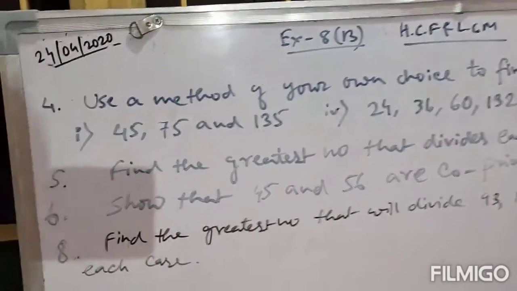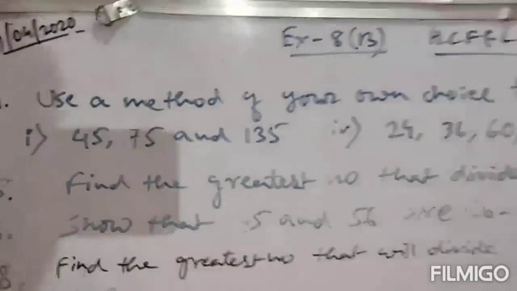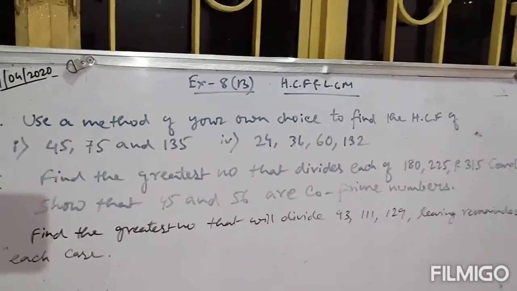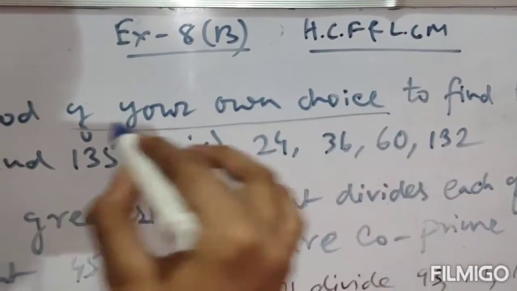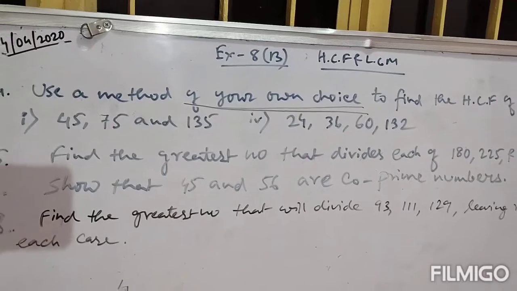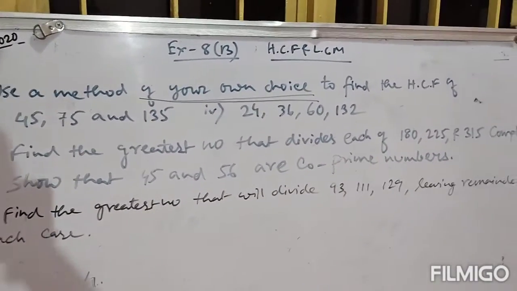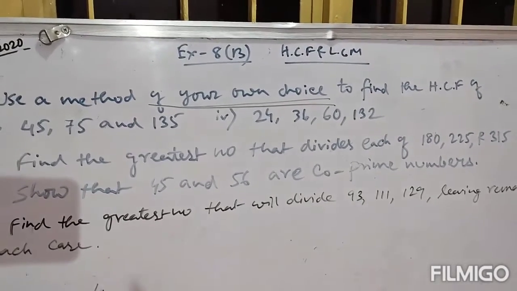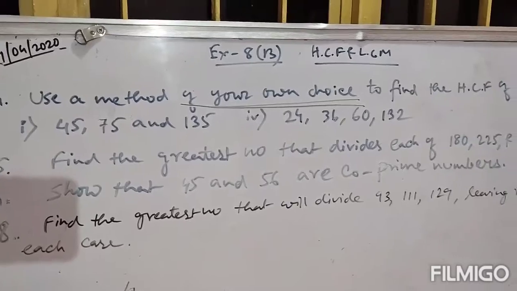So question number 4 is, use a method of your own choice to find the HCF of 45, 75 and 135. Listen carefully, of your own choice. You can use any one method for finding HCF: prime factorization method, common factor method or division method. There are 3 methods, so you can use any one of your own choice.